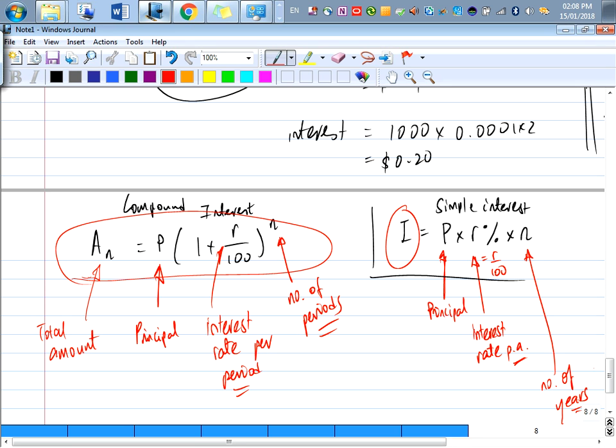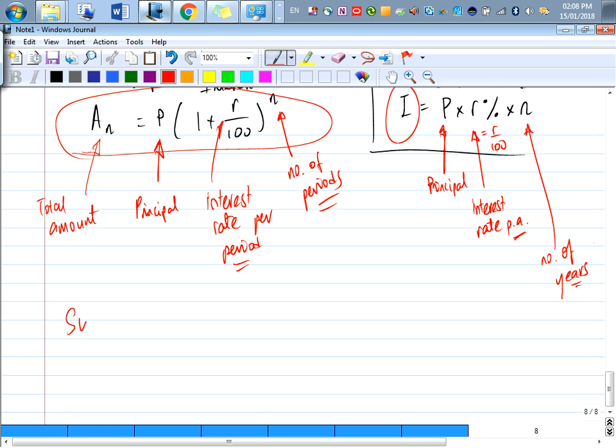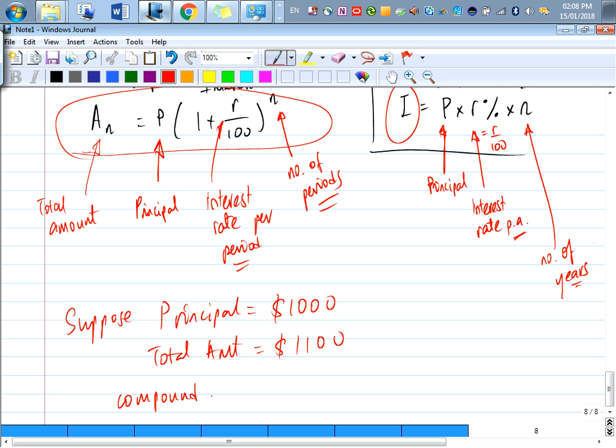Then what happens if you want to find the interest? Let's say we apply this formula and I find out that the total amount is 1,100. Suppose principal is equals to $1,000 and the total amount is equals to $1,100. How much is the interest? Yep, it will simply be the total minus the principal, which is just $100, okay? Any questions for this so far?